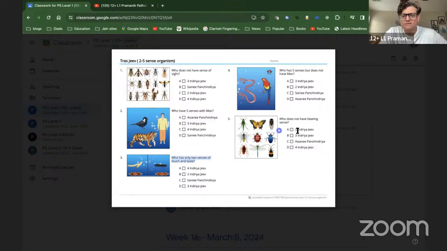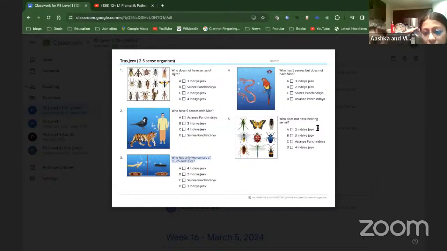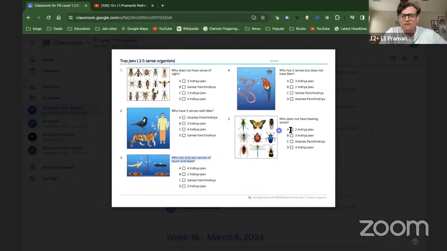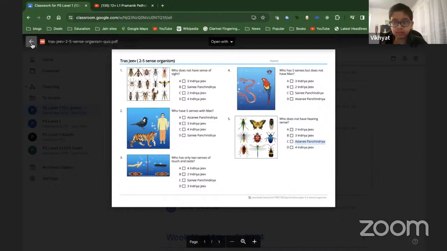So process it this way. Do indriya jeeves have sense of hearing? No. Samyak? No, right? So that's one of the correct answers. How about the teen indriya jeev? Do teen indriya jeev have sense of hearing? Samyak? No, right? Yes. But Asani Panchendriya have all the five senses, right? So that's not the correct answer. And neither is four indriya, because four indriya includes the sense of hearing as well. Make sense? Make sense, Vikhyat? Yeah. Okay.